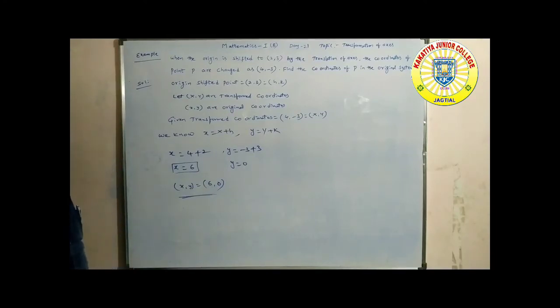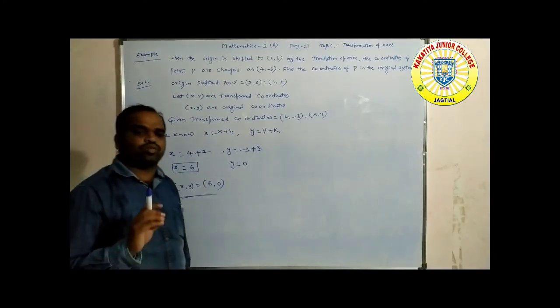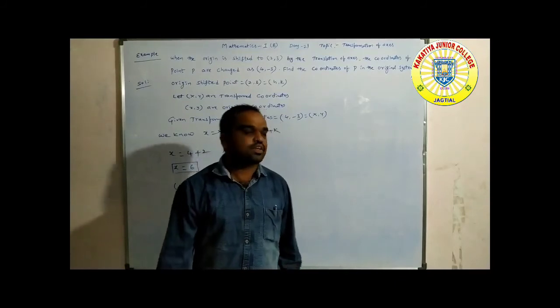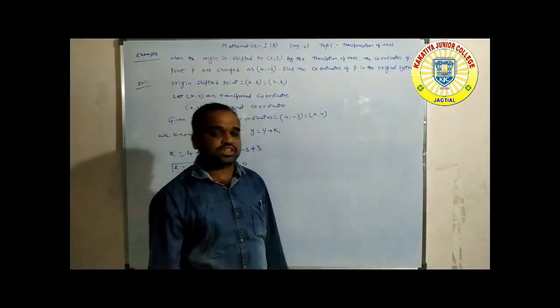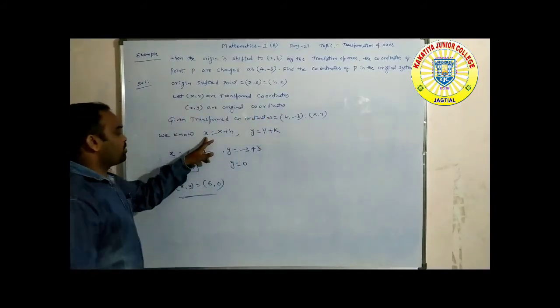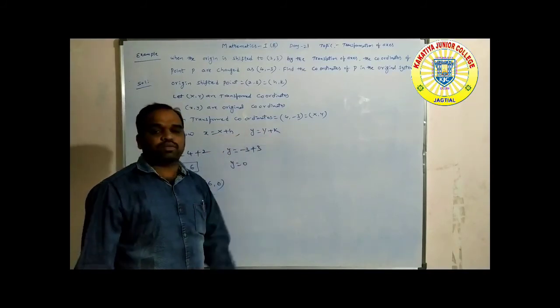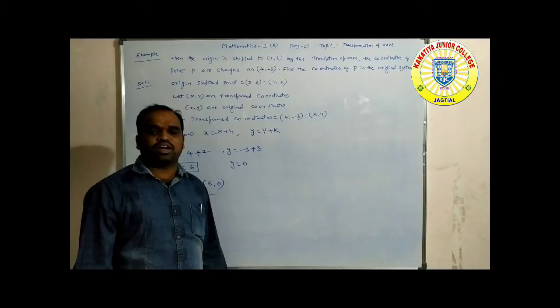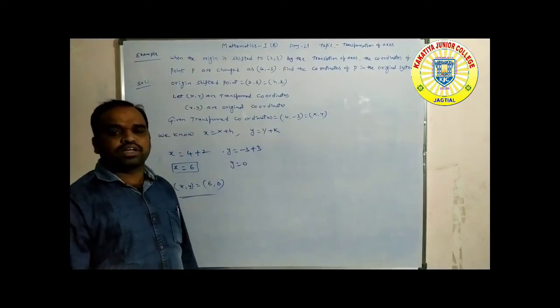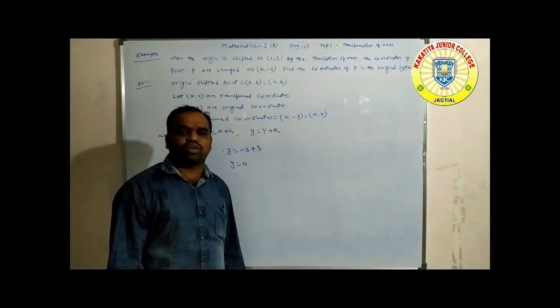Okay? So always remember in this topic only two formulas are there. If the problem refers to the translation of axis, use this formula: small x is equal to capital X plus h, small y is equal to capital Y plus k. Small x, small y are the original coordinates. Capital X, capital Y are the transformed coordinates.